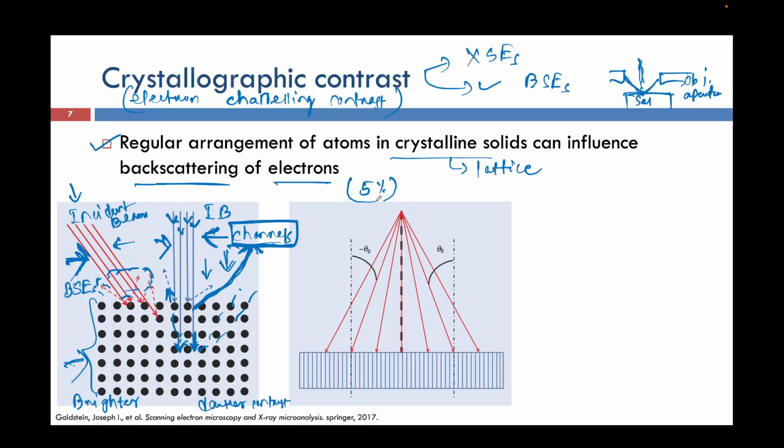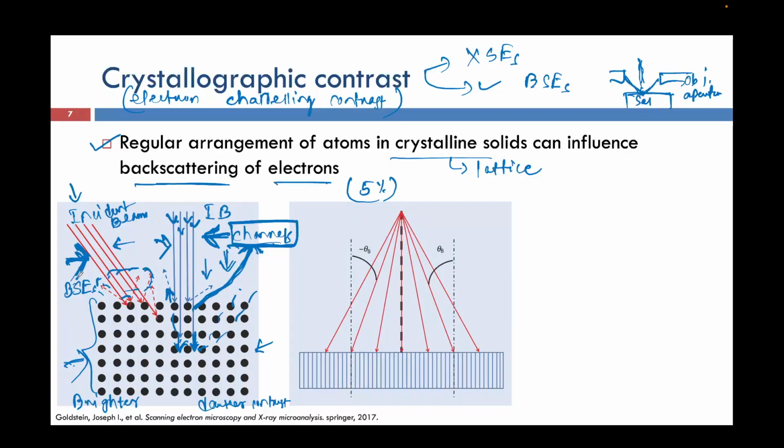If these channels are there, then why is the contrast so small? Because here I am talking about a single orientation grain, right? A single orientation means a single crystal. When we talk about multiple orientations, that means a polycrystalline material, then the contrast that arises from one section of one grain will be cancelled out by another section of another grain.